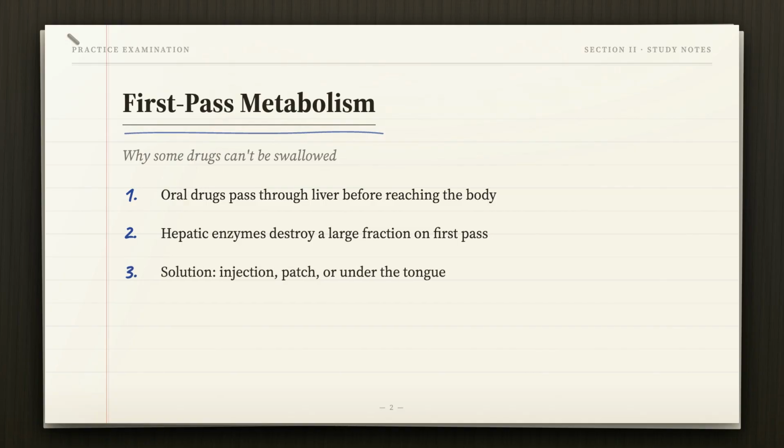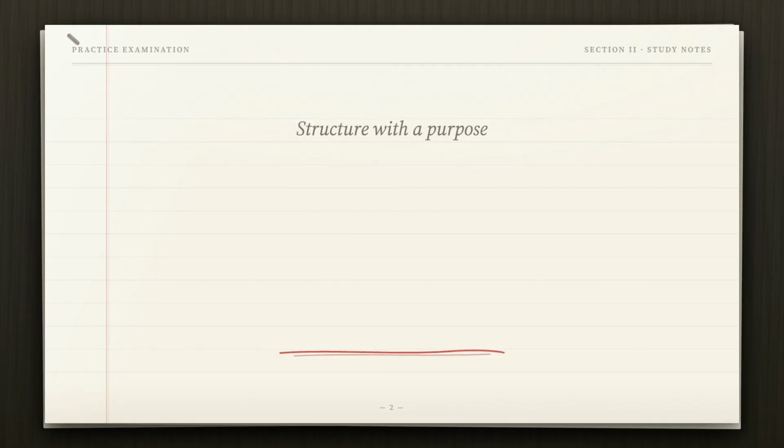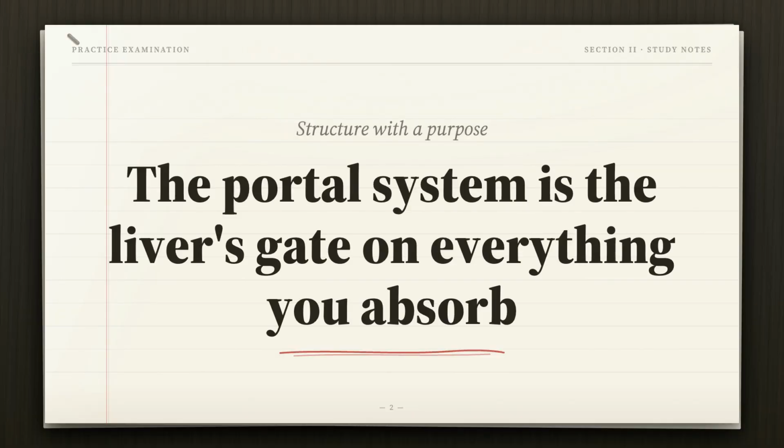Fat is the deliberate exception. Chylomicrons are too big for capillaries, so they travel through lymph and reach circulation without liver screening. When the system fails, as in cirrhosis, pressure backs up into collateral veins, causing esophageal varices and letting unfiltered toxins reach the brain. The hepatic portal system isn't a plumbing quirk. It's the structural proof that the liver inspects almost everything absorbed from the gut.